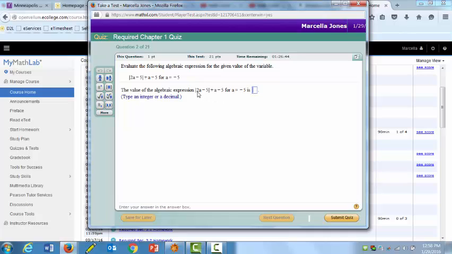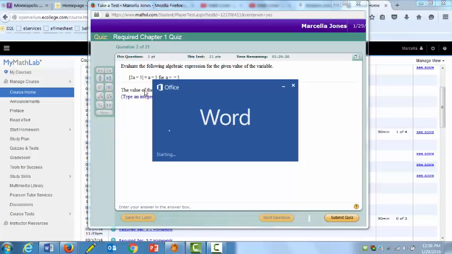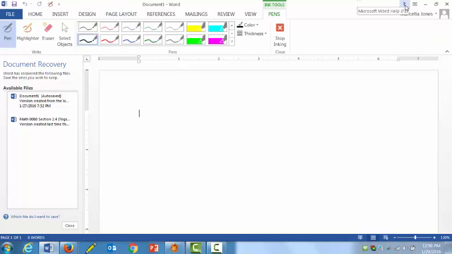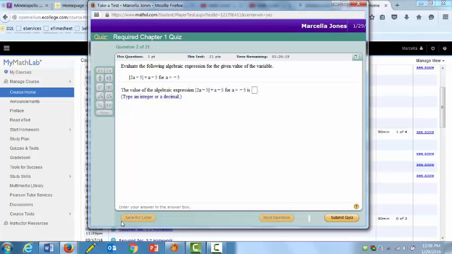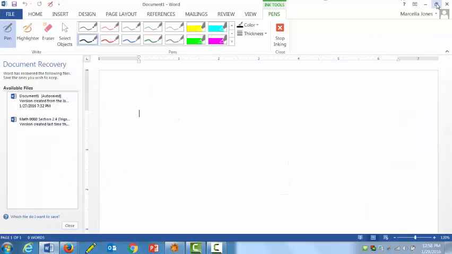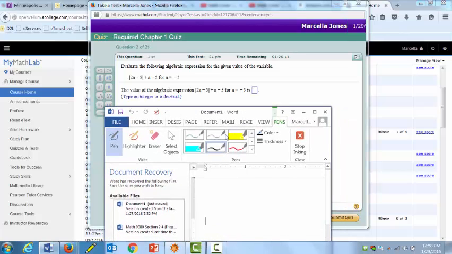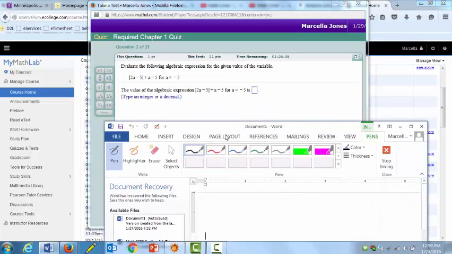Hopefully you'd have time to actually work the problem. 2 times negative 5 is negative 10. Negative 10 minus 5 is negative 15. The absolute value of negative 15, and actually let me pull up, if I was actually working this, I'd probably be on a sheet of paper working the problem. So I'm going to do the equivalent of a sheet of paper here. This is my sheet of paper, this Word document.